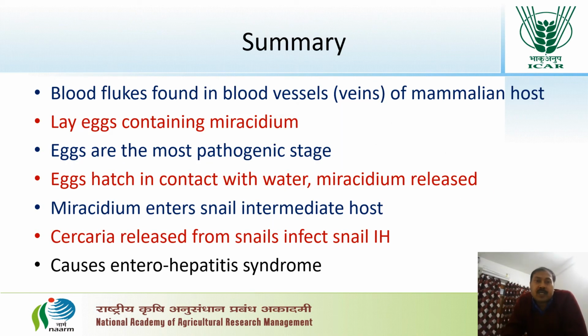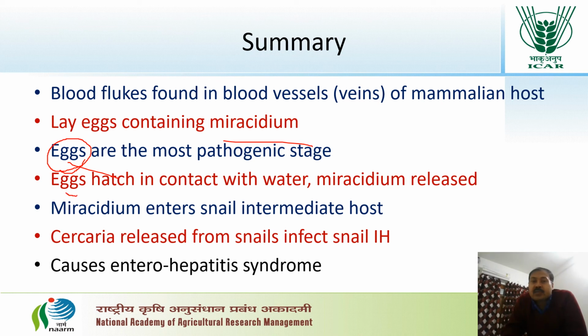Coming to the summary, these are blood flukes which are found in the blood vessels of the mammalian host, specifically the mesenteric veins, and sometimes even the hepatic veins. The eggs are already embryonated when laid; they contain a miracidium. The eggs are the most pathogenic stage. Whatever disease you find, that is enteritis or hepatitis, is mainly because of the eggs. The egg antigens are responsible for the clinical disease.